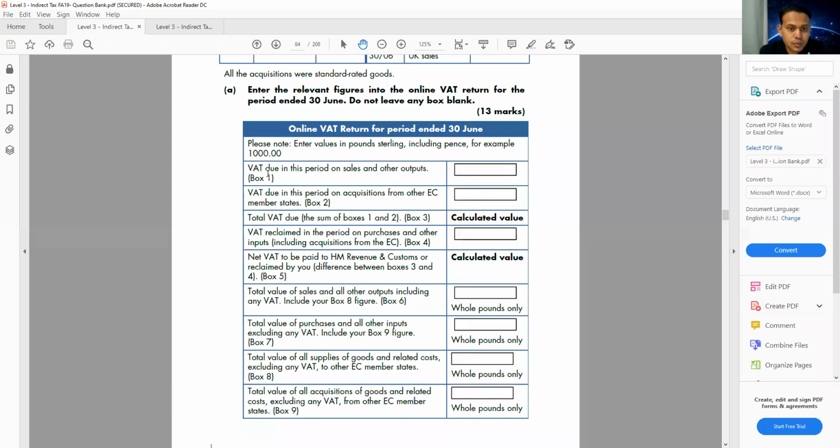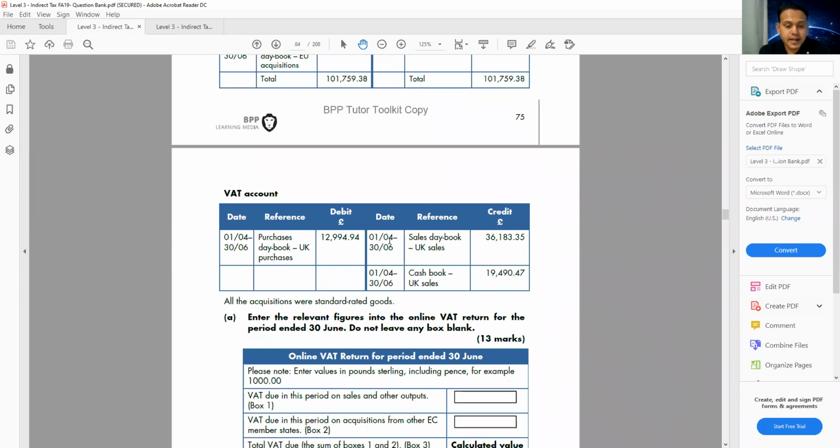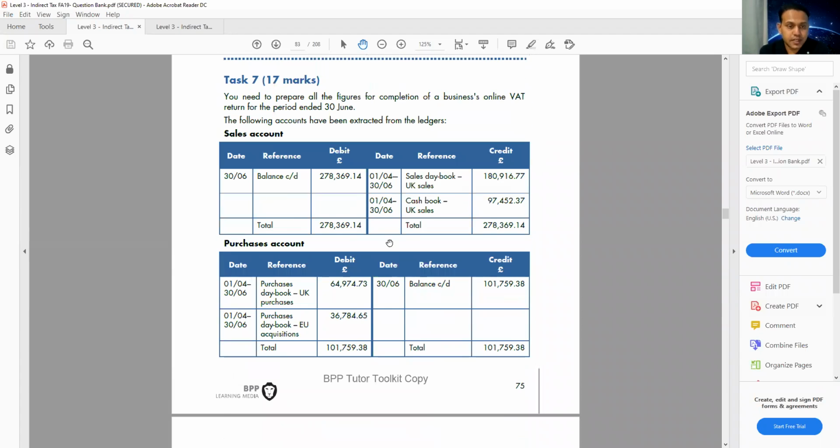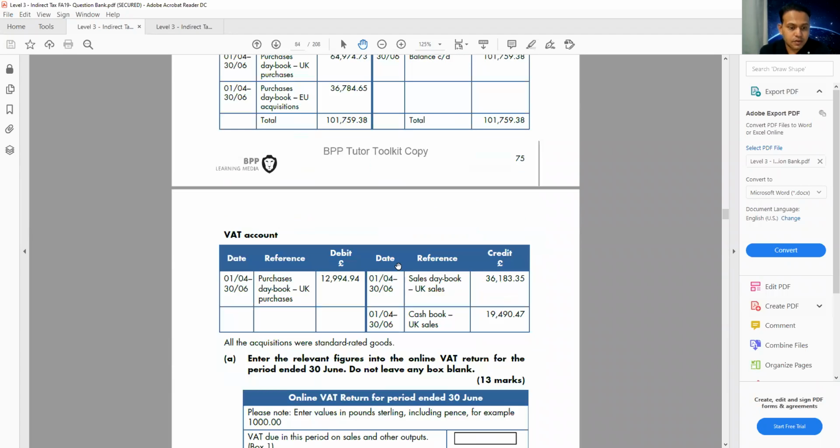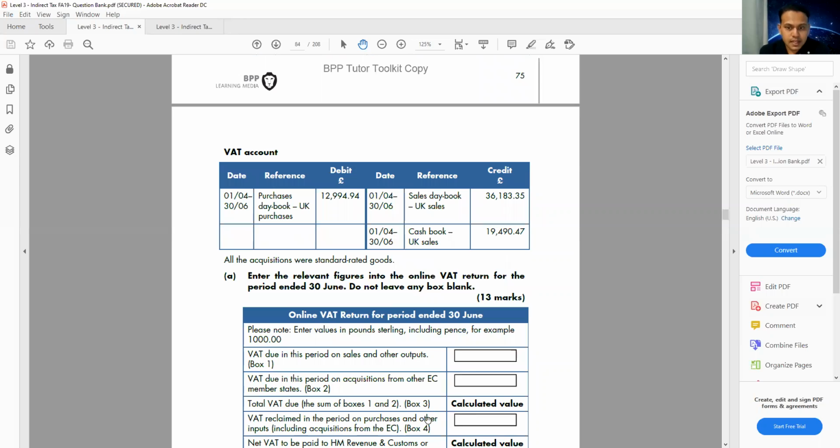The first one is box 1. VAT due in this period on sale and other output. So that's box 1. So output VAT. Let's try to find how much is the output VAT here. So this is our VAT control account. And how much is the output VAT here? So we have VAT here, that is from UK. One is credit, one is cash. So the top one is a credit sale. This one is a cash sale. If I added these two, how much is the VAT?